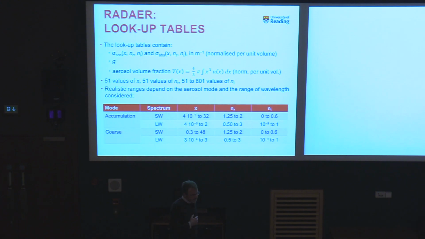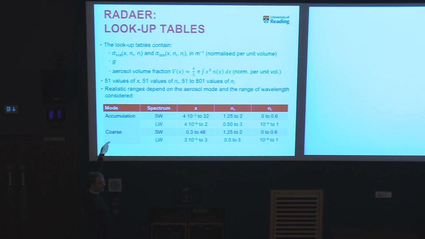So what do those lookup tables contain? Well, they contain our optical properties: scattering cross-section and absorption cross-section, both given in per meter in the lookup tables, but normalized per unit volume of aerosol. They contain the asymmetry parameter, and they contain the volume fraction of the aerosol, which will be required in a moment for the next step. So this is how those lookup tables are defined.